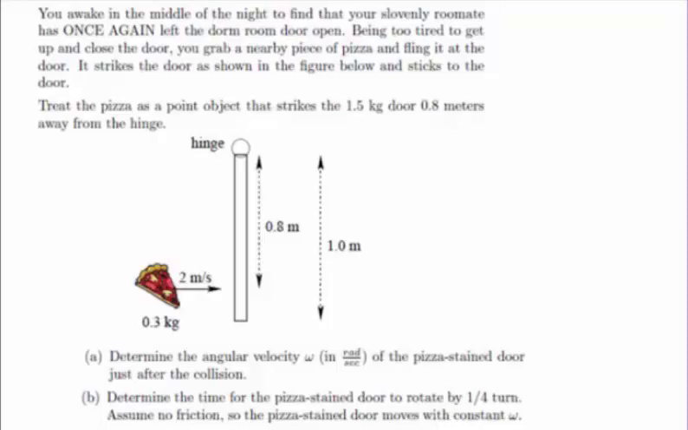In this problem, what we notice is a collision between a flying piece of pizza and a door. When we examine a collision, we ask whether there are external forces, and if no, momentum will be conserved. We ask also whether there are external torques, and if no, then angular momentum will be conserved. In this problem, there are external forces, and they come from a subtle place.